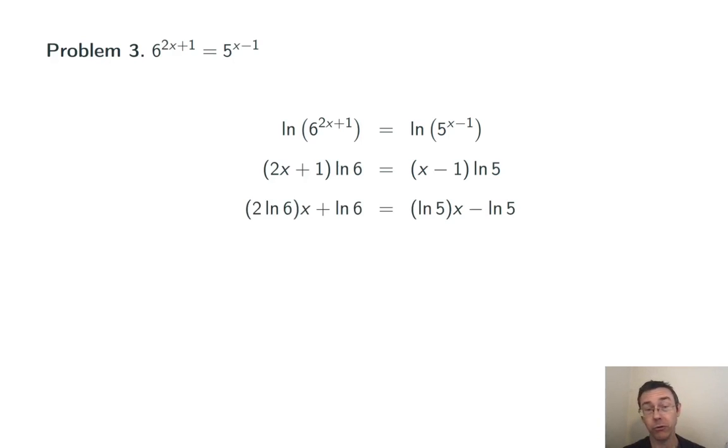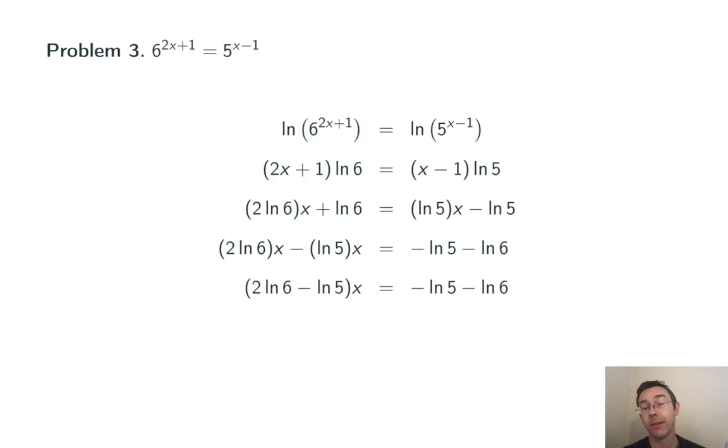I distribute through to get 2ln6 times x plus ln6 equals ln5 times x minus ln5. I collect all the x's on one side and all the constant terms on the other. Factor out that x from the left. And then finally, divide through. Overall, I get negative ln5 minus ln6 over 2ln6 minus ln5. If I put those values into my calculator, I get x is about negative 1.723.